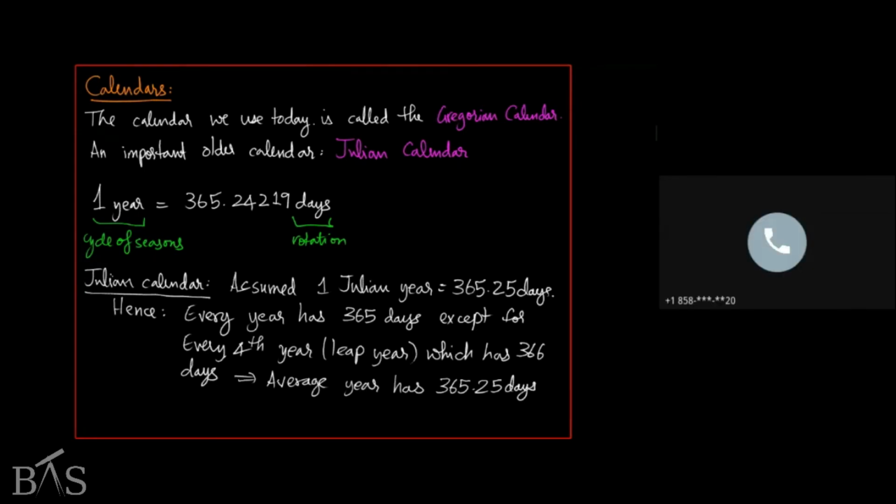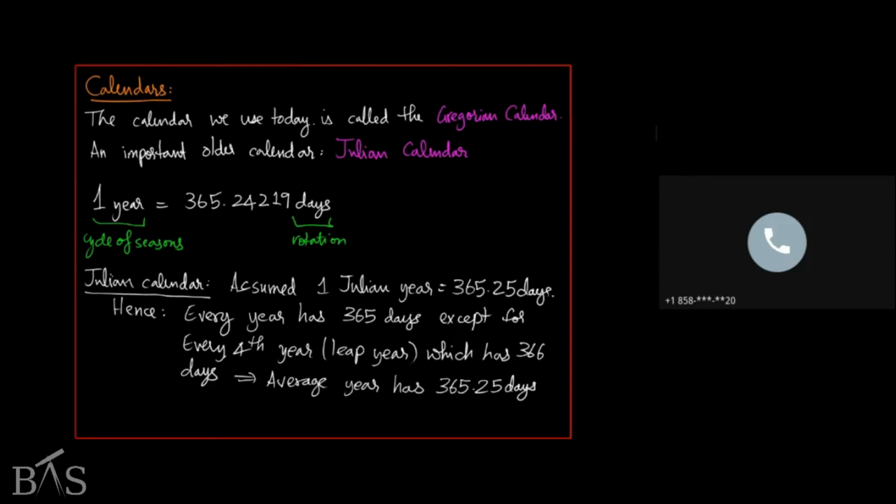Okay. So now we will introduce two calendar systems. We unfortunately need this older calendar because it comes up later in our calculations. Astronomy tends to use this Julian day concept. So that's why I'm introducing this older Julian calendar. The calendar we use today is called the Gregorian calendar.